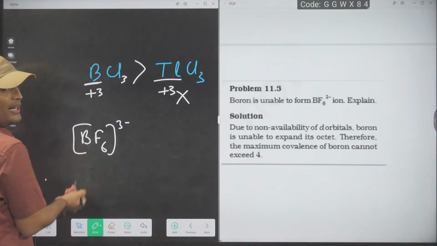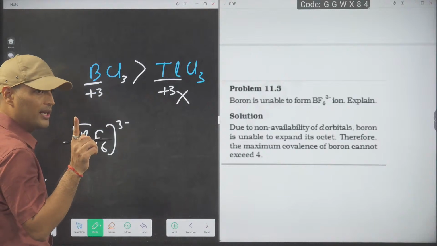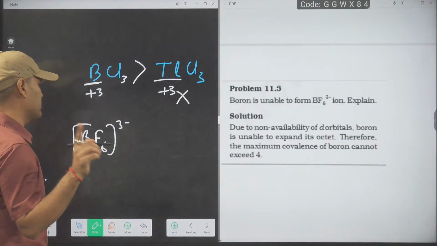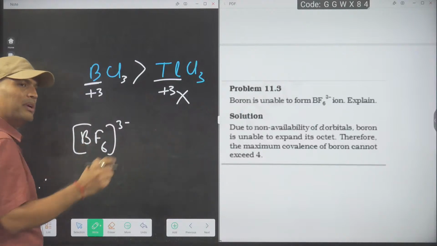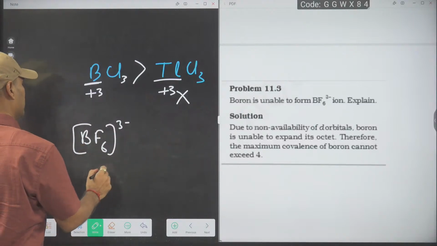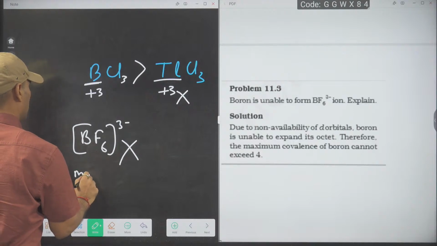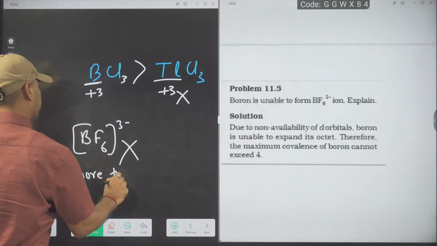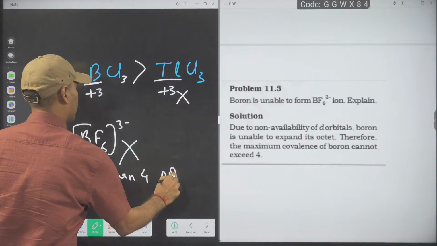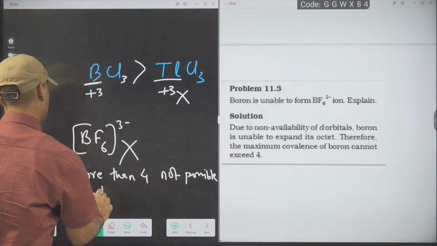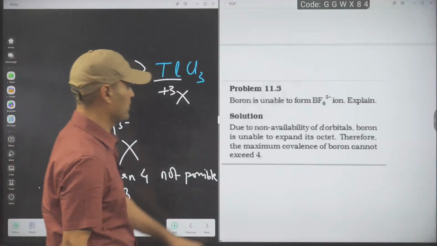Here, how many covalent bonds? Covalency, you remember? Total covalency is 6. But boron can make only 4, second period. So wrong. Covalency more than 4 is not possible with boron. Okay?